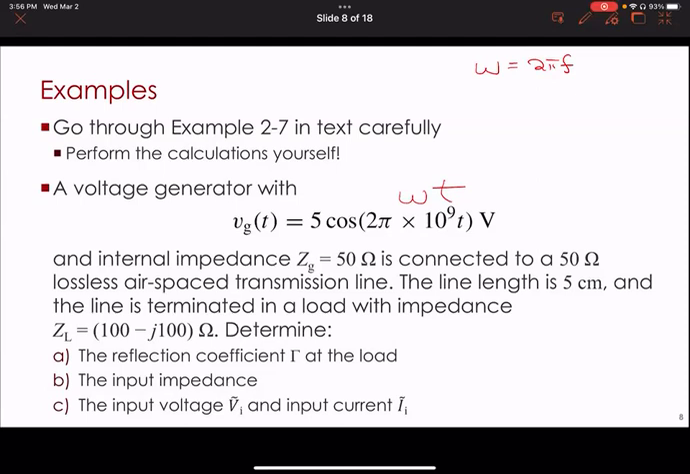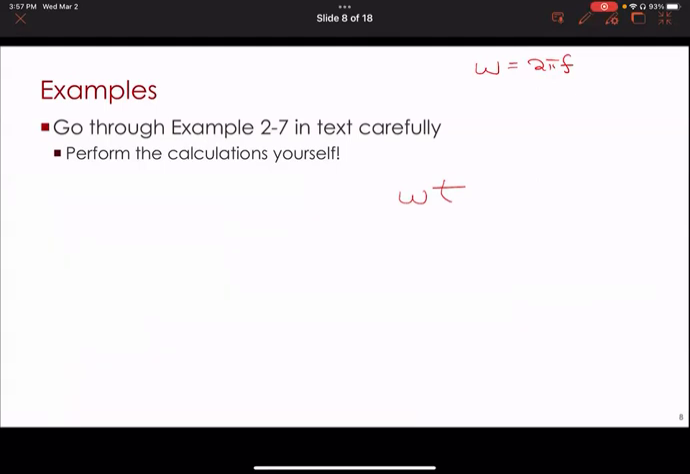We're given the line length, it's 5 centimeters, terminated in this load. Reflection coefficient, so we went through this the last time. The equation that you pretty much always use for the reflection coefficient is gamma equals (ZL minus Z naught) over (ZL plus Z naught). So we did that first in rectangular form, which is the real and imaginary parts. We did that for the numerator and the denominator, but then we got to do the division, right? So then we flipped over to polar form so that we could easily do the division: the top magnitude divided by the bottom magnitude, the top angle minus the bottom angle. That gave us the reflection coefficient. Then we did the input impedance. So just remember what input impedance means.